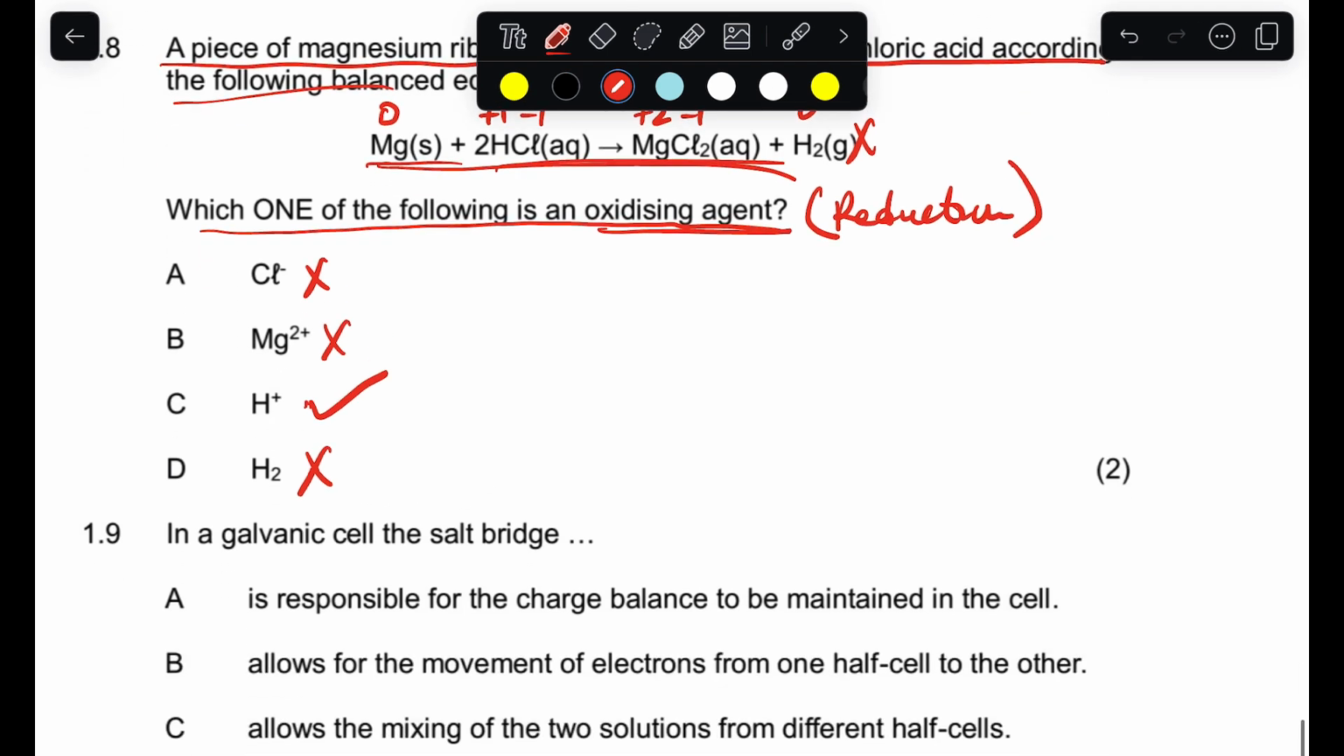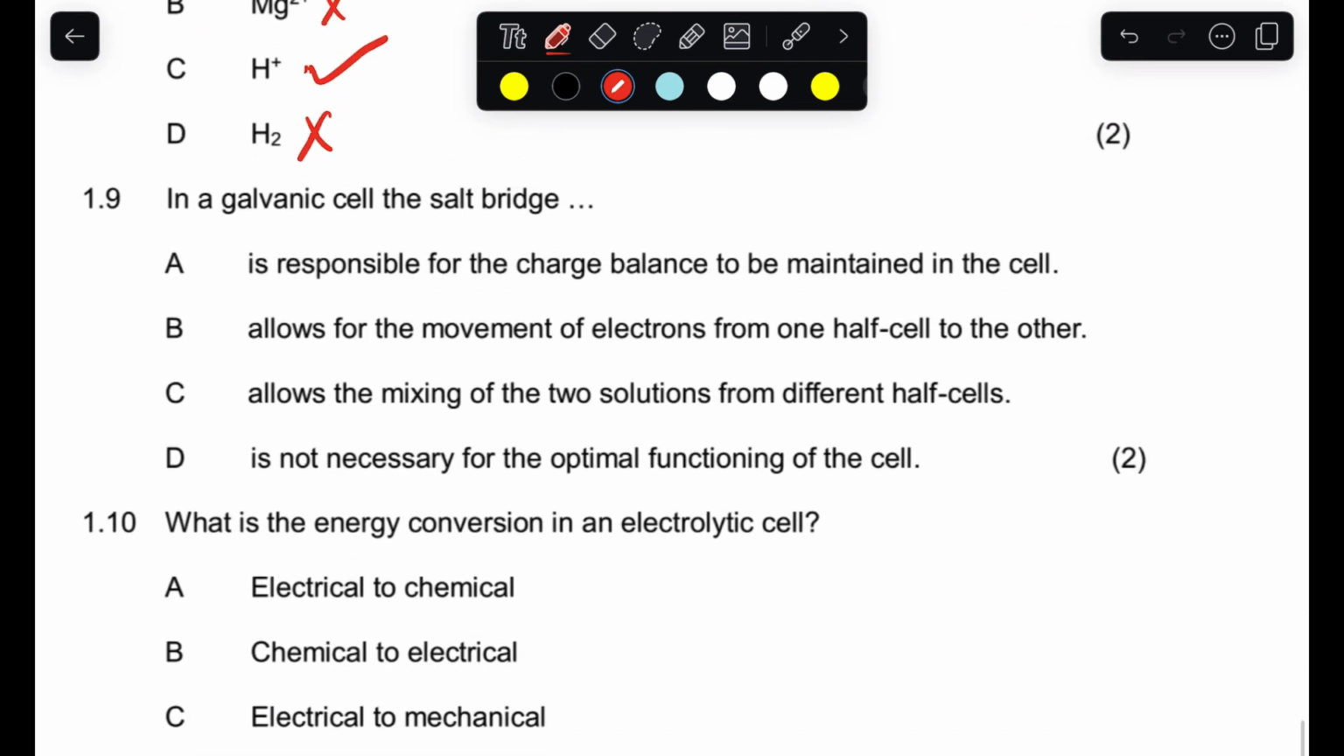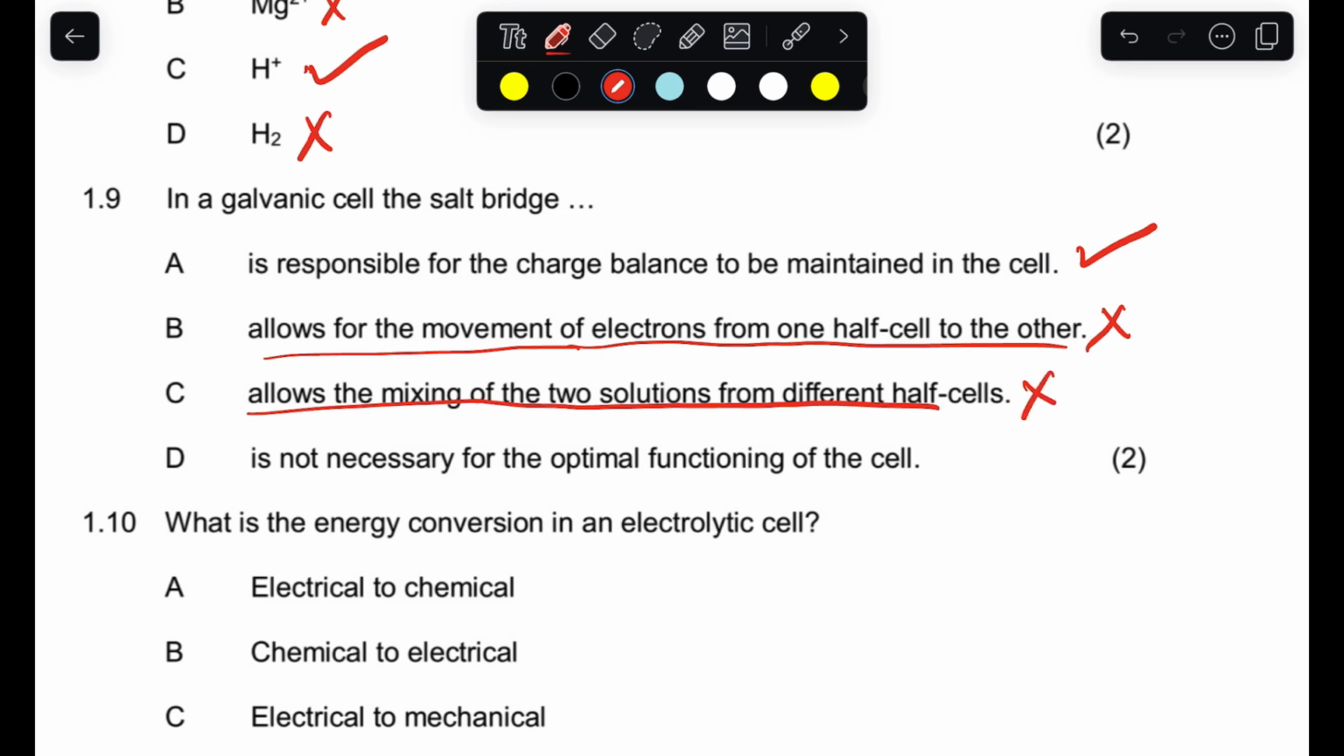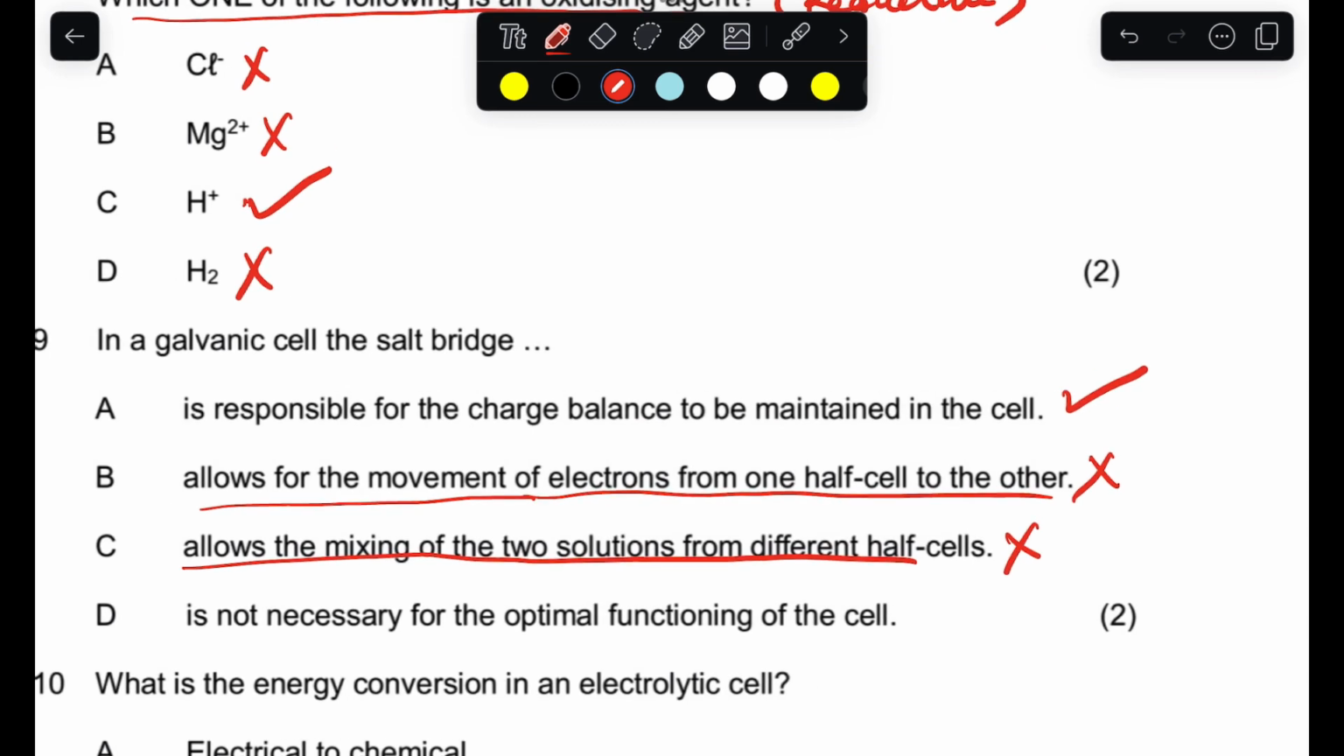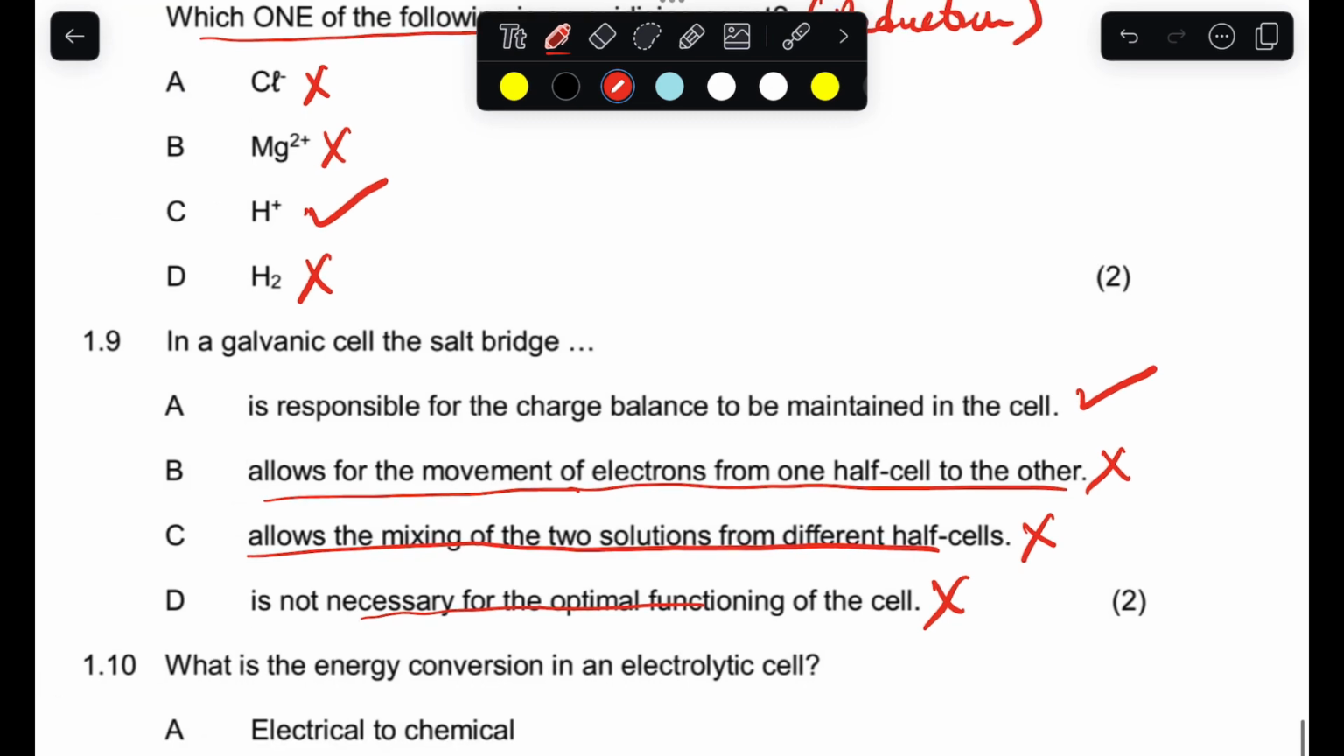So the answer here is C, in 1.8. Let's quickly go to 1.9. It says in a galvanic cell, the salt bridge, you need to know the function of the salt bridge, is responsible for the charge balance to maintain the cells. Yes, that's correct. Let's see the other options. Allows the movement of electrons from one cell to another. No, that's not the function of the salt bridge. Allows the mixing of the two solutions from different cells. No. Is not necessary for optimal functioning of the cell. No. So the answer in 1.9 is A.